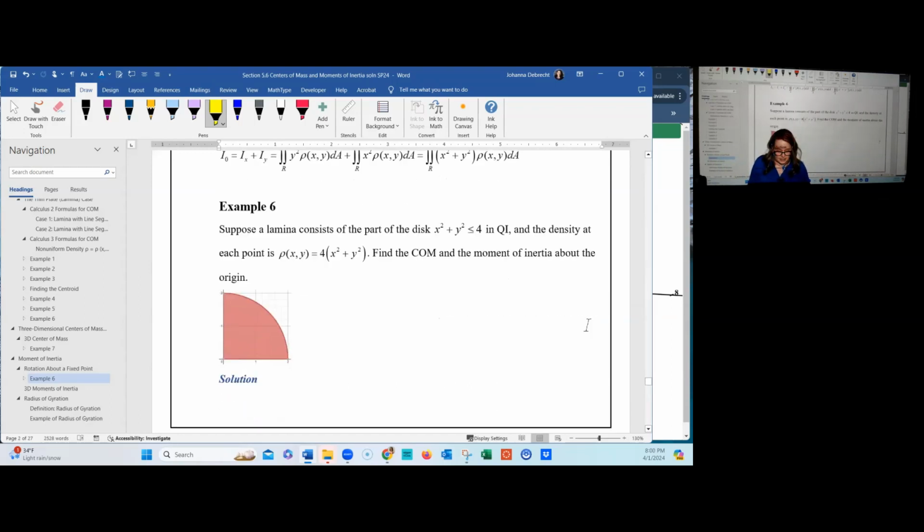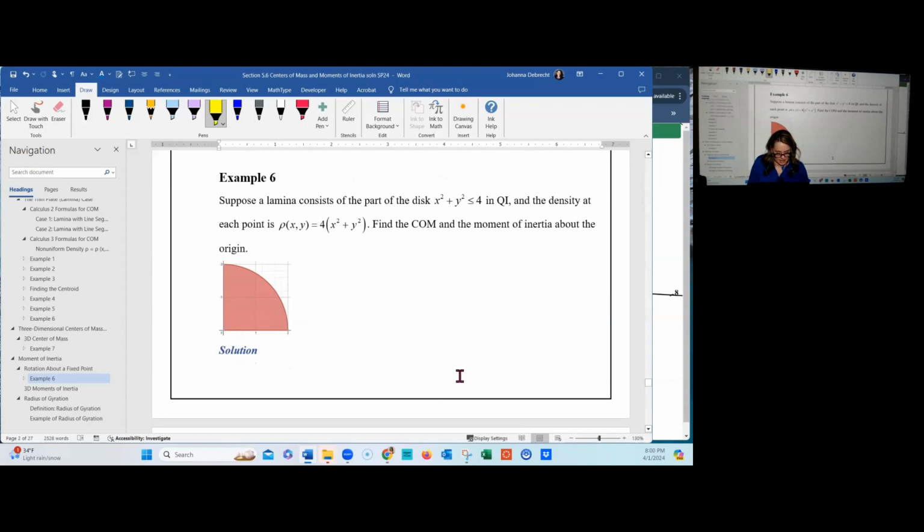So let's look at example 6, which is our last example. We have a flat lamina, and it consists of the part of the circle of radius 2, which is centered at the origin and lies only in quadrant 1. So it's a quarter circle. And the density at every point is given by 4 times x squared plus y squared.